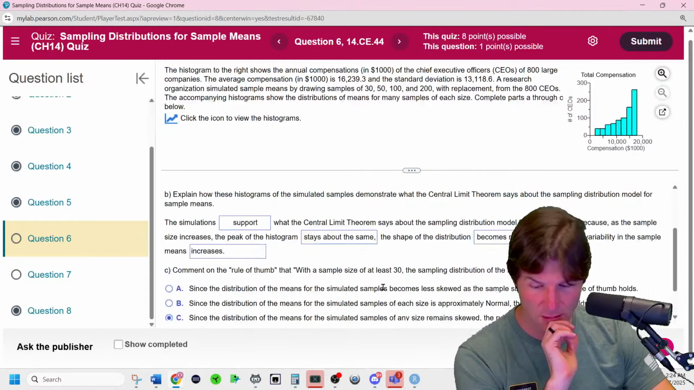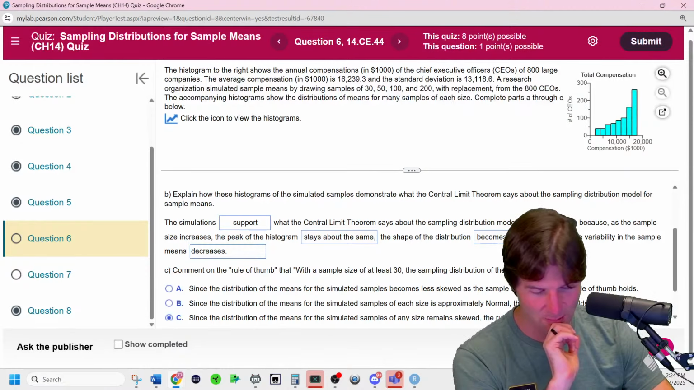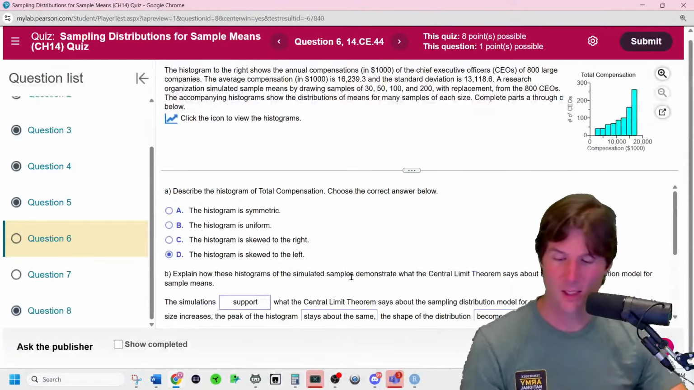What's up, Preston? Good to see you here. Oh, I put variability increases sigma over square root of n. Sigma over square root of n.